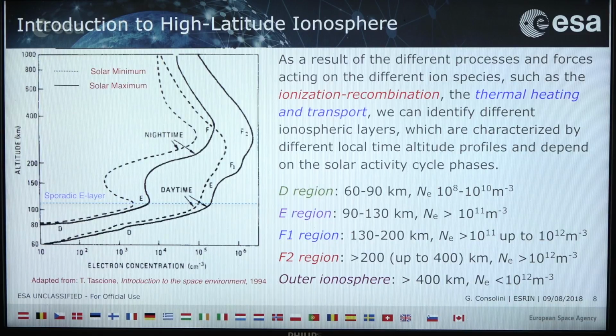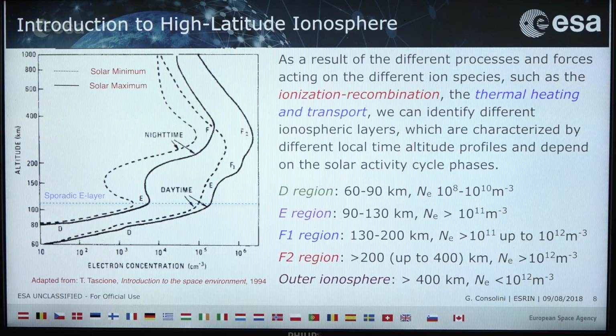So the density is very high. When we go to the night side, we have a reduction of this. And then also the effect of the solar cycle. So this is one of the first elements that we have to keep in mind when we want to discuss the Sun-Earth relationship. So the ionosphere is important because it is completely linked to the solar activity.